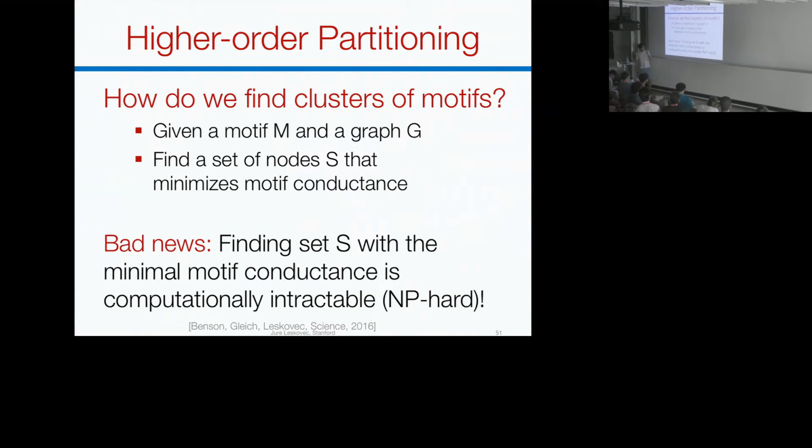What is the bad news? The bad news is that finding the set with minimal motif conductance is intractable. You can show it's NP-hard. Even finding the set S with minimal, just normal, edge conductance is hard. So this is hard as well, right? So now, what can you do? How can you make progress on this?